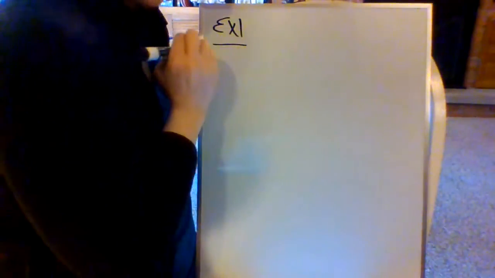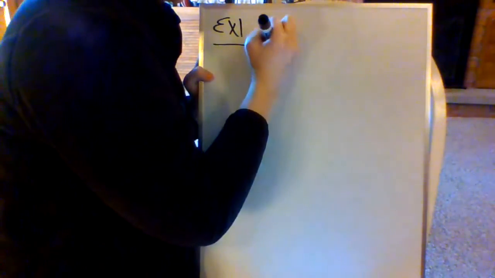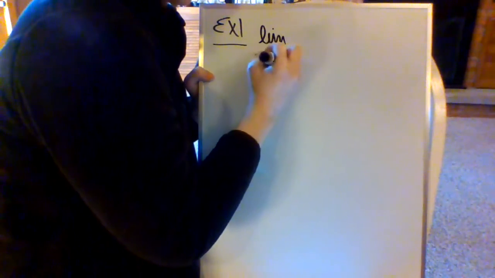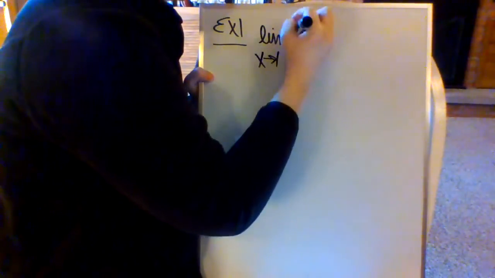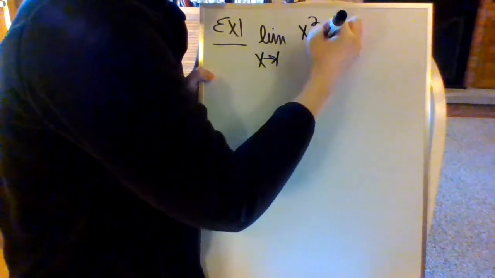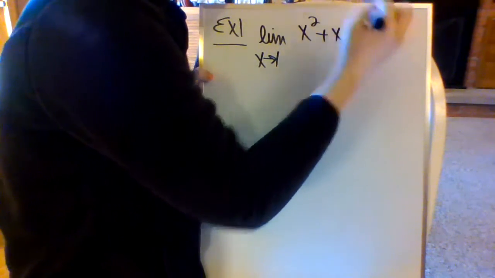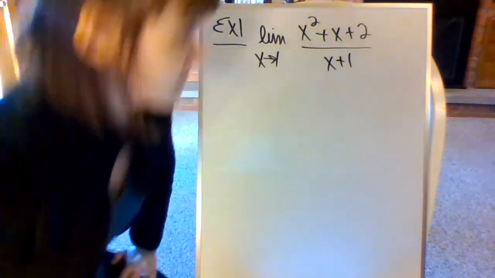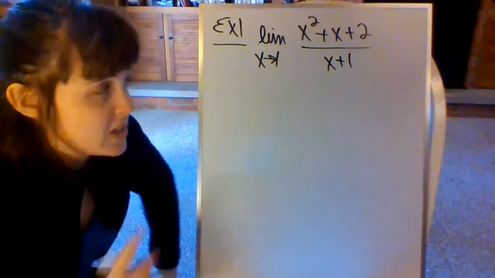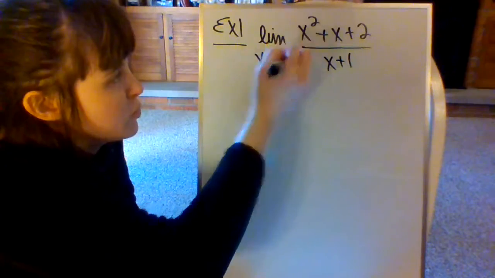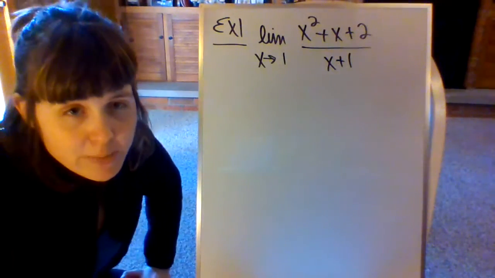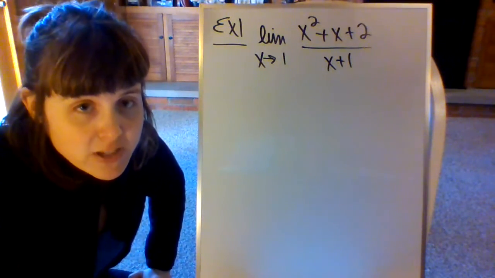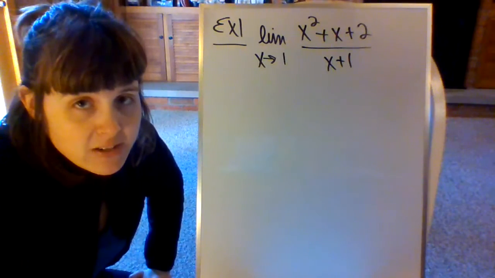Alright, so here we go. Example 1. Find the limit as x approaches 1. And here's the function: x squared plus x plus 2 over x plus 1. Okay, so here we can just plug in this number 1, and we have no problems because the bottom of the fraction won't equal 0 when we try to plug it in.